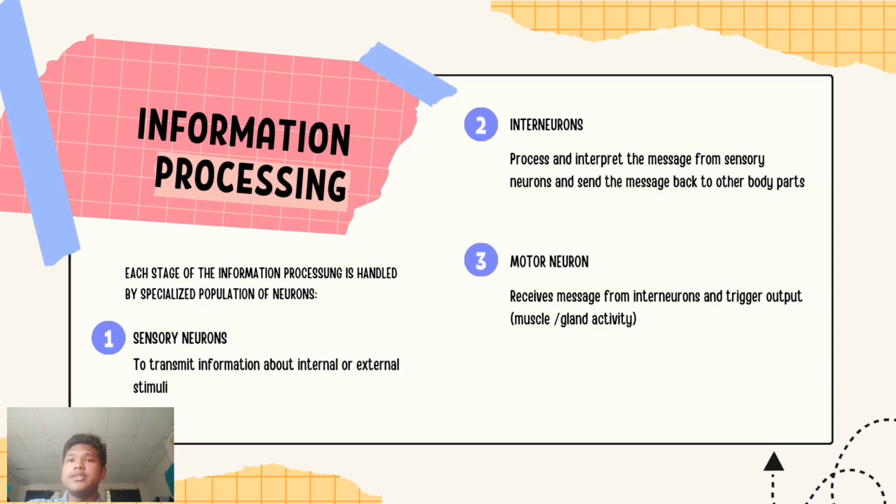First, the sensory neuron is to transmit information about internal or external stimuli. The second, interneurons process and interpret the message from sensory neurons and send the message back to other body parts. Third, the motor neuron is to receive messages from interneurons and trigger an output such as a muscle.